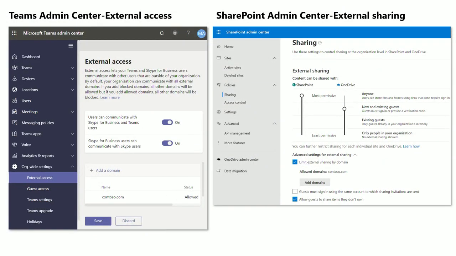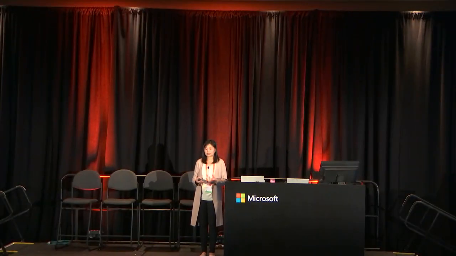This is the external access in Teams Admin Center and external sharing in SharePoint Admin Center. Those are all controls for external users, but you need to be aware, one is for communication features, like chat, calling, and meeting. And the other one is for file collaboration. Don't get confused with the guest access, which we just mentioned in the previous section. These are the Teams settings where you can set email integration and cloud file storage.